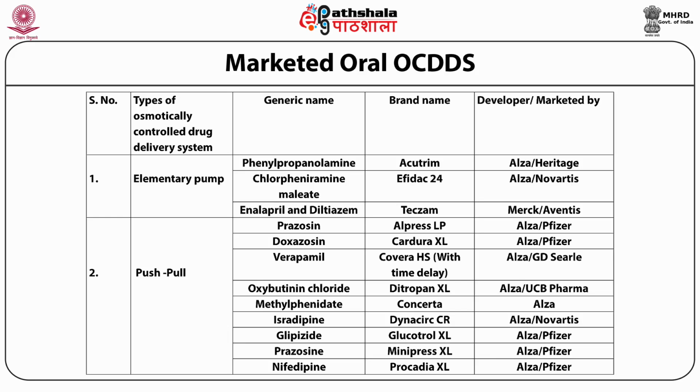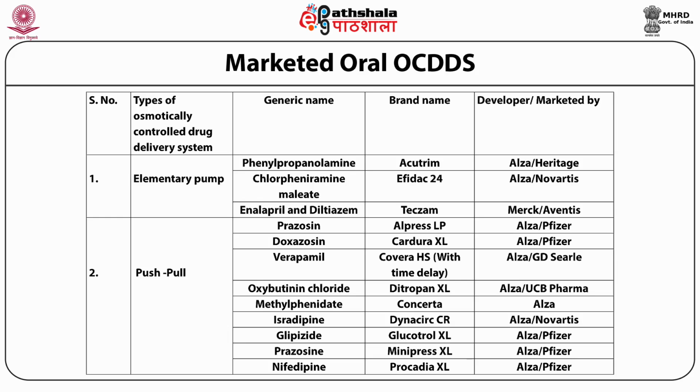As you see, most of the products were from Alza. You have already seen in the previous slide that Alza was the first company to develop this osmotically controlled drug delivery system. Some more important companies with products in the pipeline are Novartis, Pfizer, and UCB Pharma. Now coming to the push-pull system, which is another kind of osmotic controlled drug delivery system. It contains verapamil, nifedipine, isradipine, and glipizide.